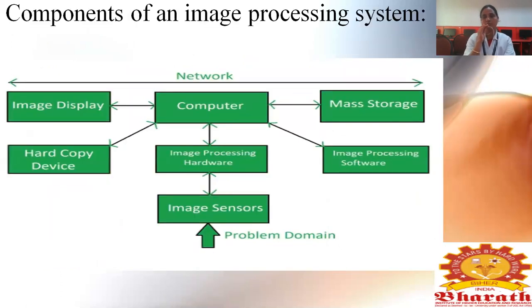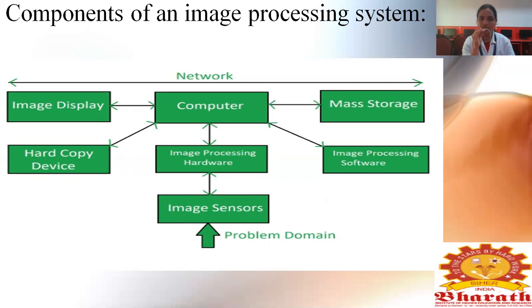And here we have the components of an image processing system. These are the main components involved in an image processing system: computer, image processing hardware, image sensors, image processing software, mass storage, image display, and hard copy device. Here the image sensors are like a camera, our eyes, or a phone. Using these, you are capturing or acquiring images, and that is called image sensors.